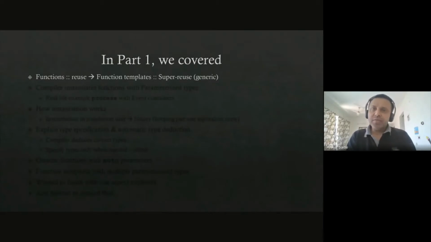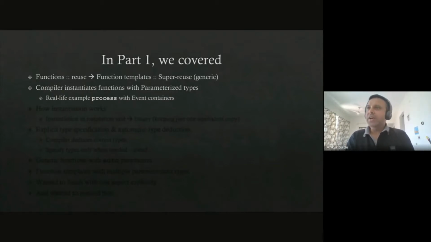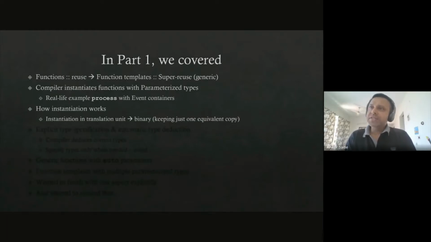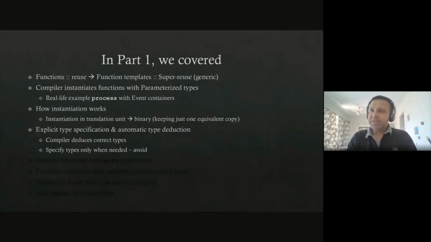We covered that what functions are to reuse, function templates are to super reuse. You can use them not only for the set types, but for different types. They're totally generic. The compiler instantiates the functions with parameterized types, and we saw a real life example of the process function, which dealt with many events. How instantiation works, starting in a translation unit to how it keeps one copy in the binary, explicit type specification and automatic type deduction, how the compiler deduces, you should specify only when you must.